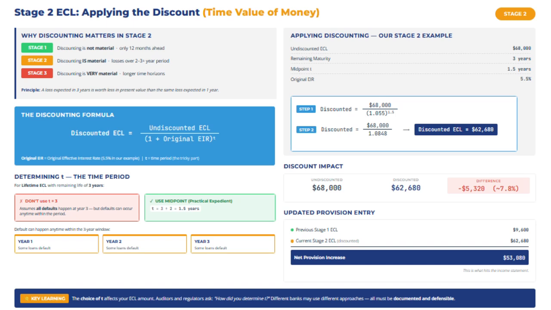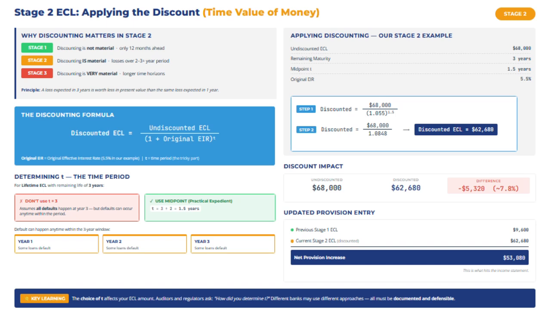And that's meaningful. The time value of money reduces your provision. What is the value today and what's the value after a couple of years, like 1.5 years or so. So previous stage 1 ECL was 9,600. Current stage 2 ECL discounted is 62,680, and the net provision increases by 53,080 and not 58,400, and this discount reduces the charge by 5,320, which we have computed from the difference, the discounting impact.